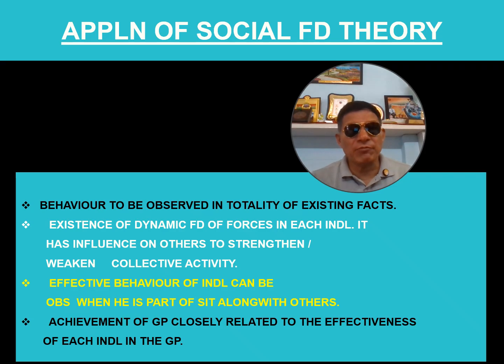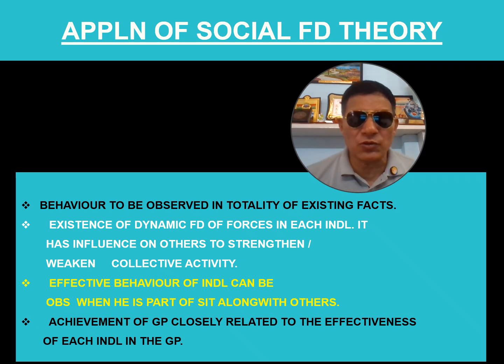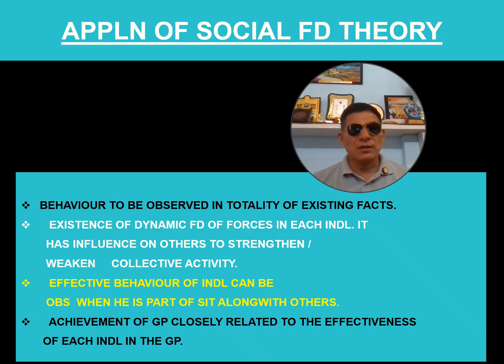Then, the effective behavior of the individual can be observed when he is part of a situation along with others. When there is a situation, you are part of that situation with other people. So how you function in that group, that is the collective task for the group, that is what is being seen: the kind of dynamism you express and the cooperation you exhibit with the group, that is going to be assessed by the GTO.